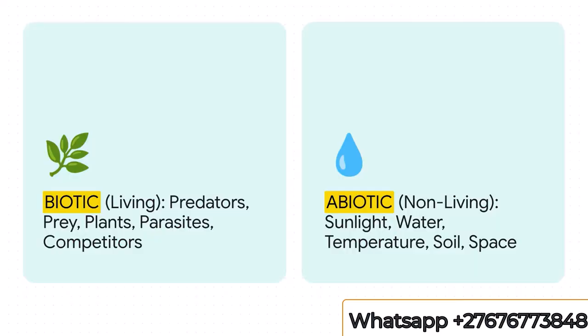And that whole community is constantly being influenced by two different kinds of things. You've got your biotic factors, that's all the living stuff, predators, prey, plants, you name it. And then you have the abiotic factors, the non-living things like the amount of sunlight, the temperature, the water available. To survive, a population has to deal with both.